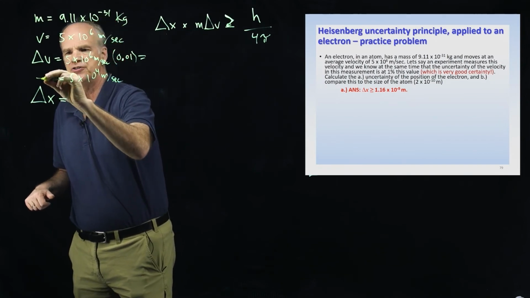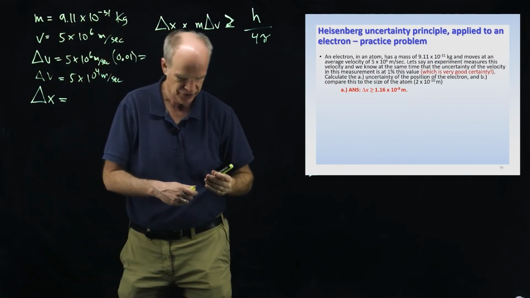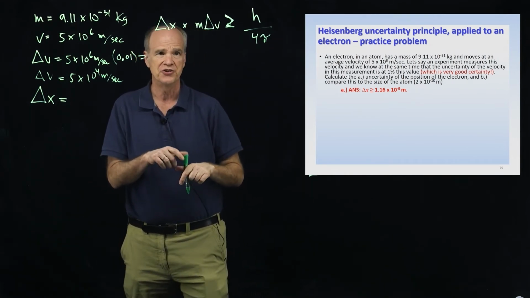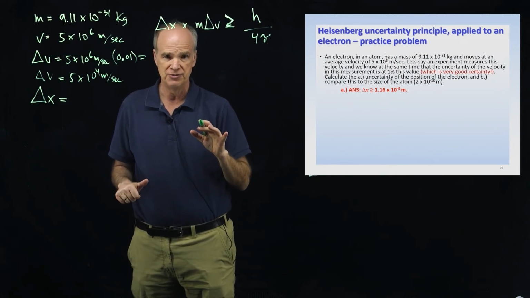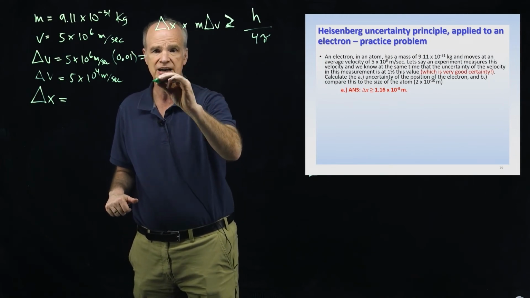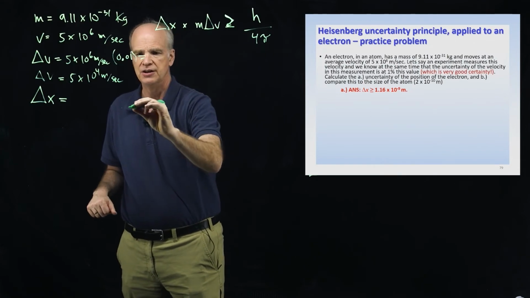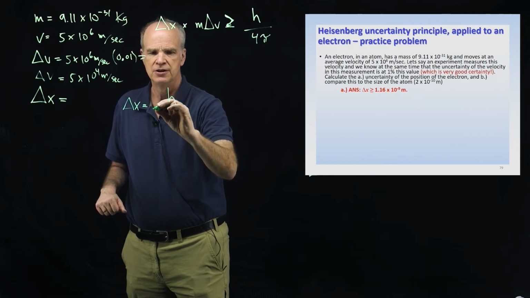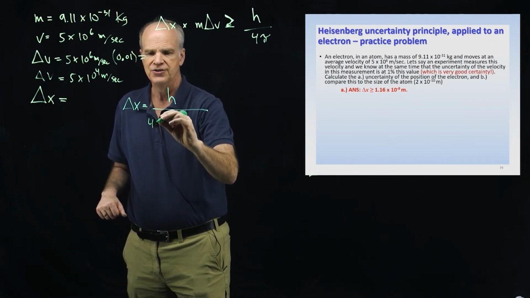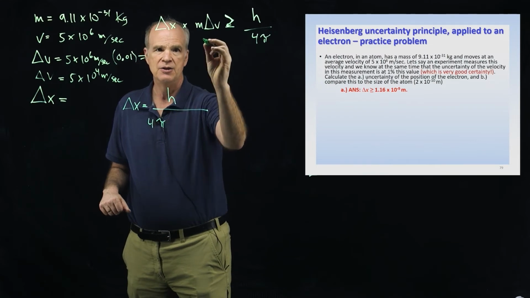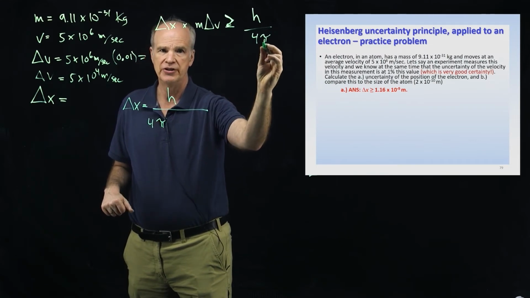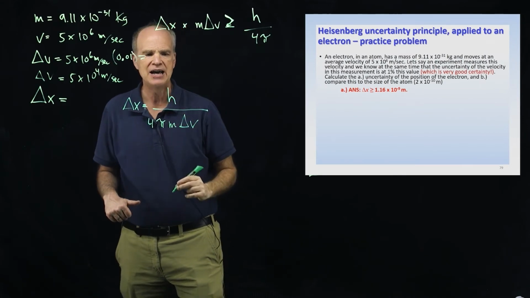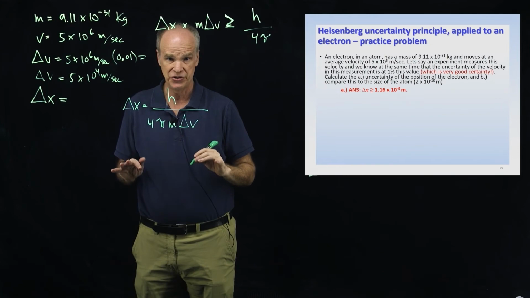So this is a delta v that we can enter into the equation. So let me go ahead and plug in some numbers and see what this works out to be. But first, let me solve this for the uncertainty in position, delta x. Delta x is going to be equal to h divided by 4 times pi times mass times delta v, the change in velocity. That should give us the range of positions.